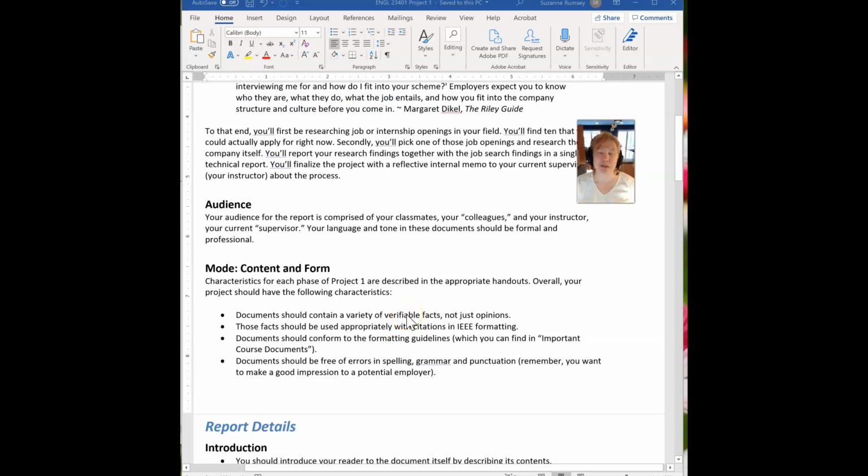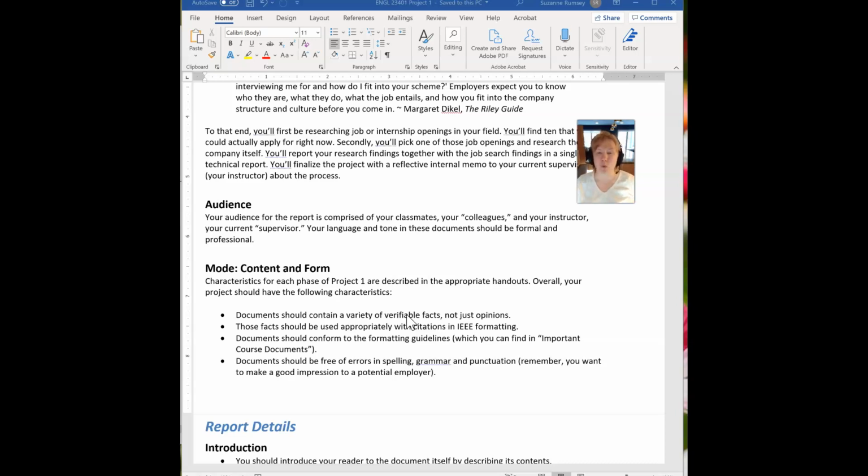Okay, so the audience for this project, for this report, is your classmates and your instructor. However, I want you to think about them as your colleagues and your supervisor. So the idea is that it's supposed to be formal language in a really buttoned up sort of business environment, right? Engineering and information systems and those sorts of things tend to be a little bit more like khakis and polos rather than being dressed up in a suit. But I still want the language in this to be formal and professional. Sort of to give you practice.